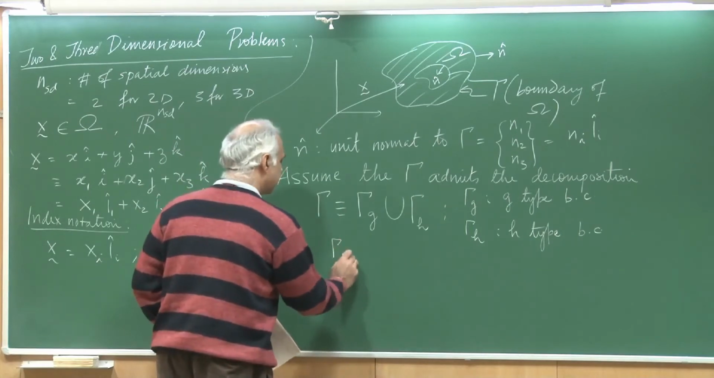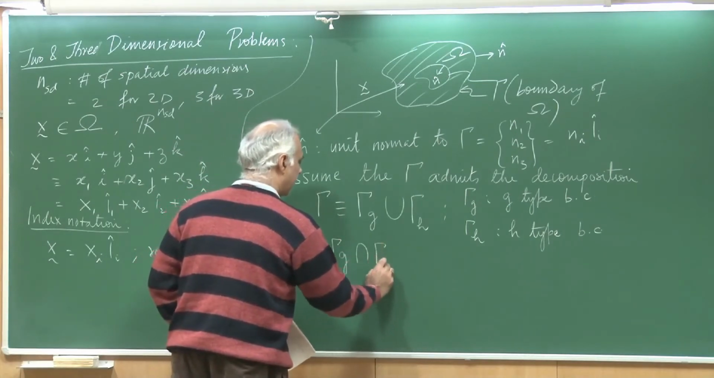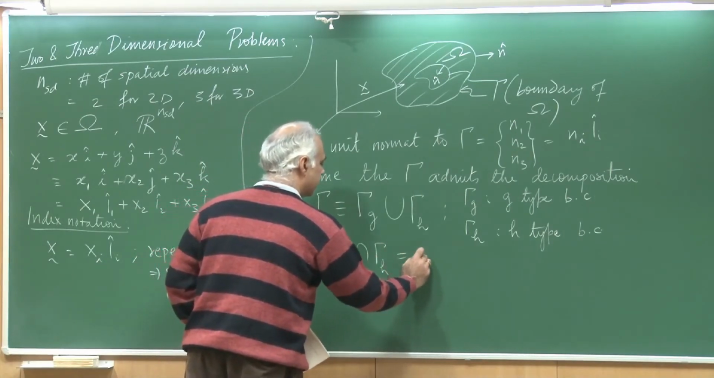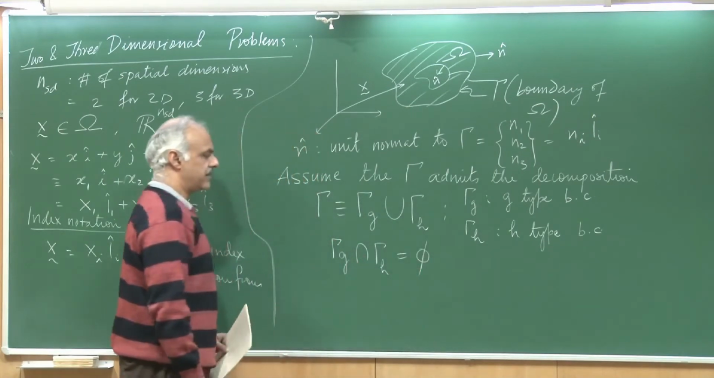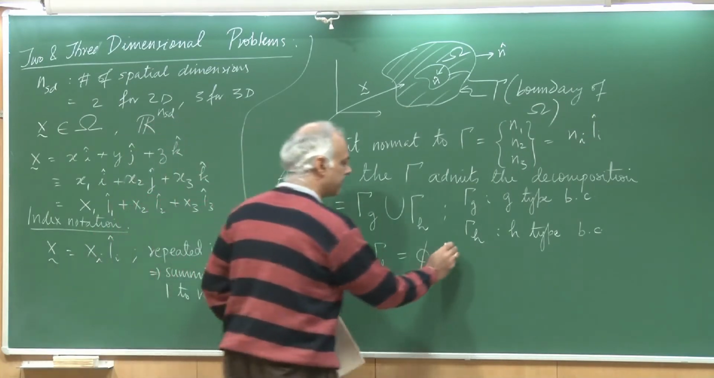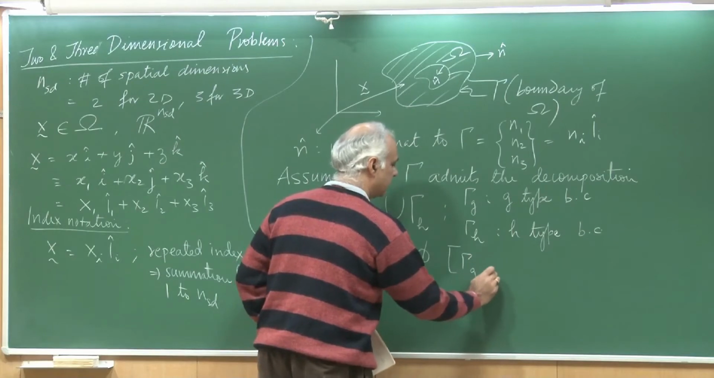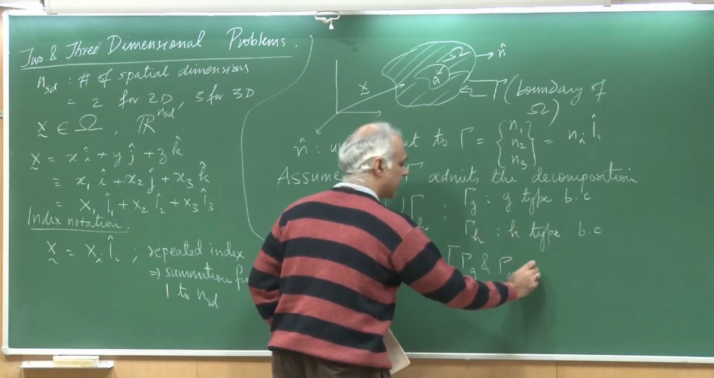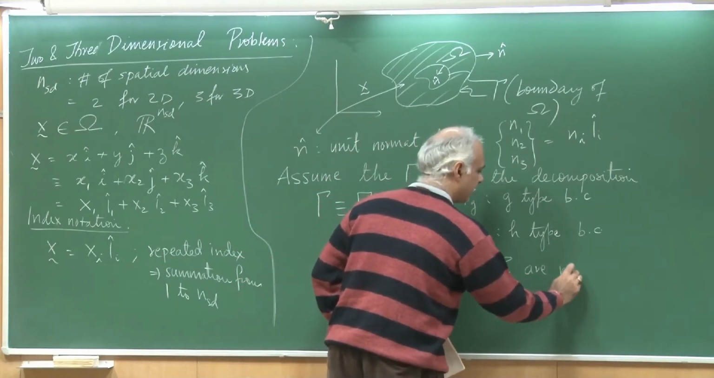So, gamma g and gamma h, their intersection is a null set. Okay, so these are non-overlapping. So, gamma g and gamma h are non-overlapping.